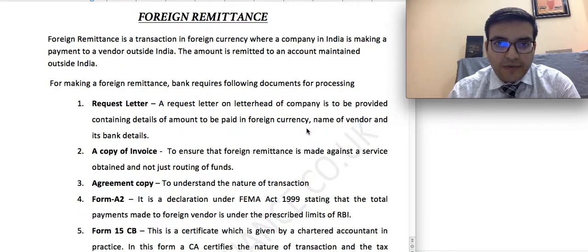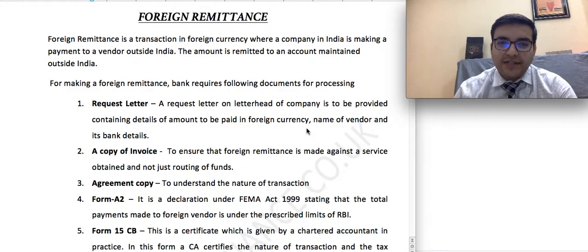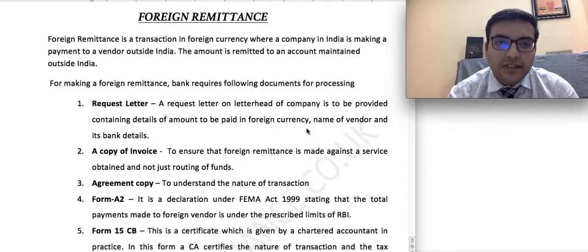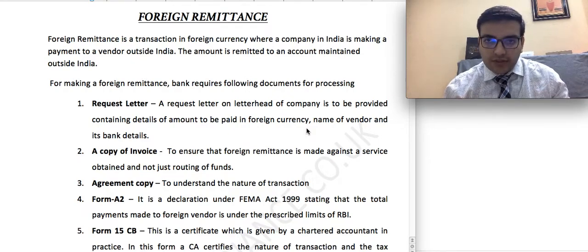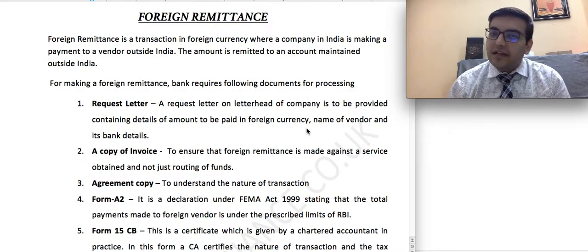Hi guys, welcome back. So we are into a new topic, foreign remittances, and in this topic we will discuss how to account for foreign transactions or any payments made to a foreign company from India. First we will understand what the process is, how the documents are processed, and then afterwards we will try to understand the accounting.